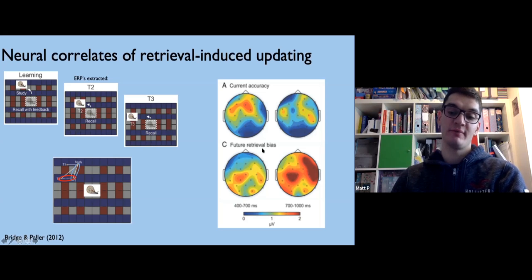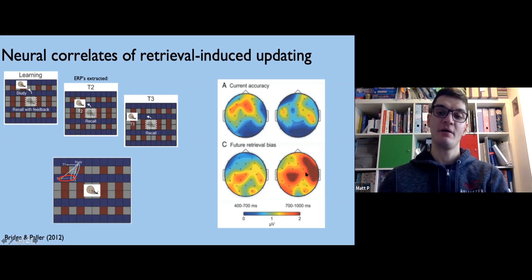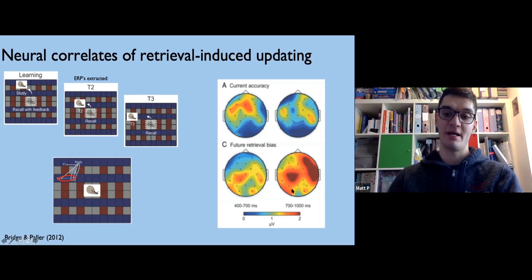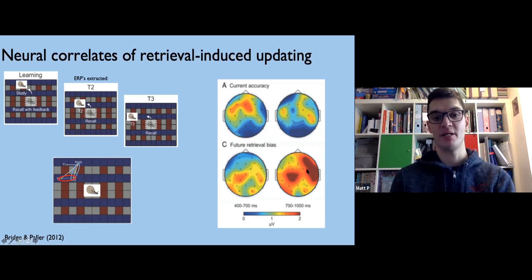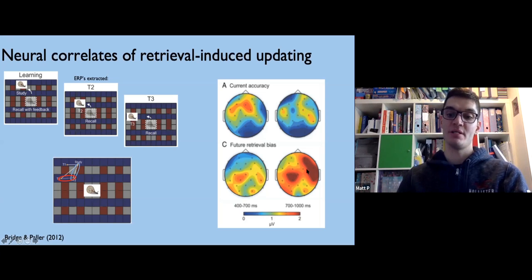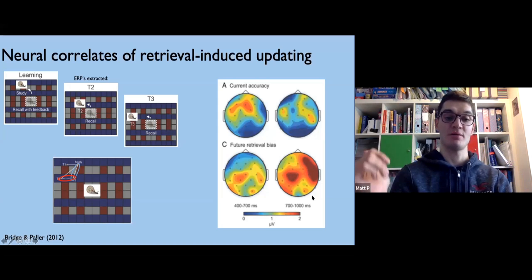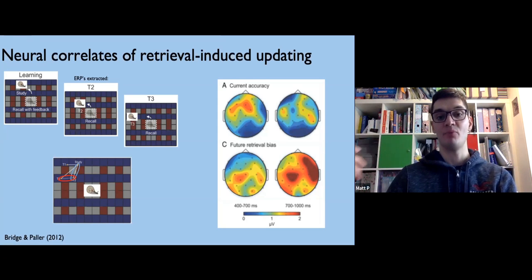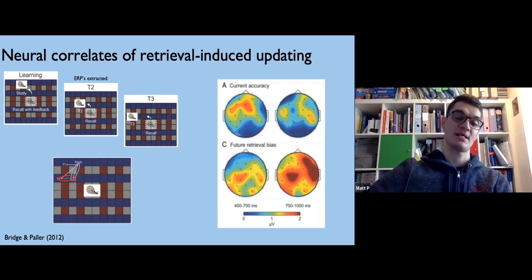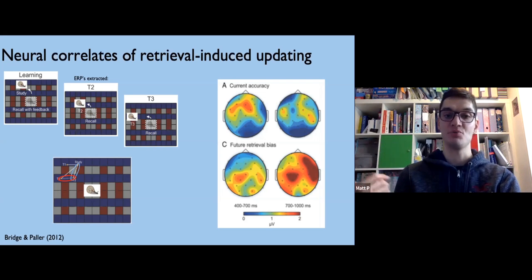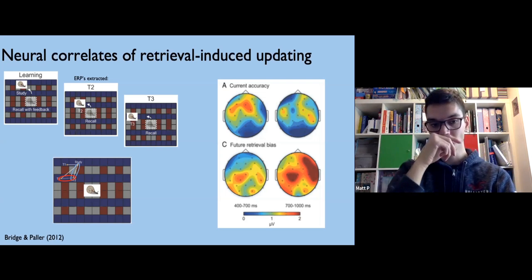This future retrieval bias contrast, however, was distinguished by a later effect. ERPs were more positive during this late 700 to 1000 millisecond time window. They were more positive for the memories where participants would go on to make a similar error during task three, compared to memories where participants would select a less similar location between task two and three.